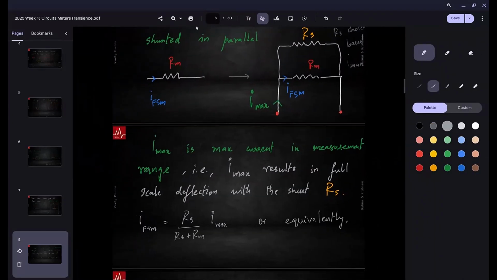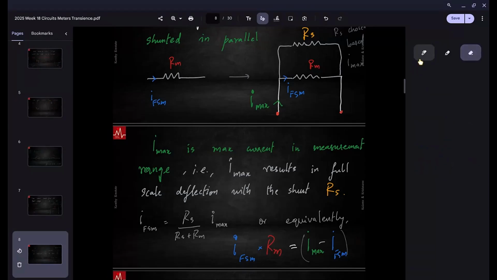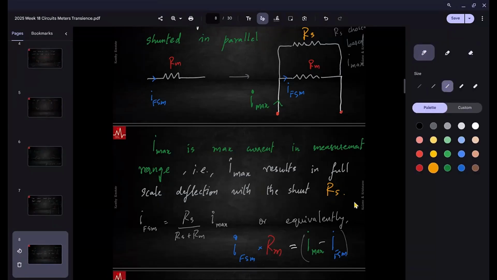So let me write down that relation. Notice this is, or equivalently, IFSM into RM, that is a voltage drop across resistor, that should be equivalent to the rest of the current, that is Imax minus IFSM, into the resistance, that is RS. Again, we got to a stage where give me any three, I can tell you the other.